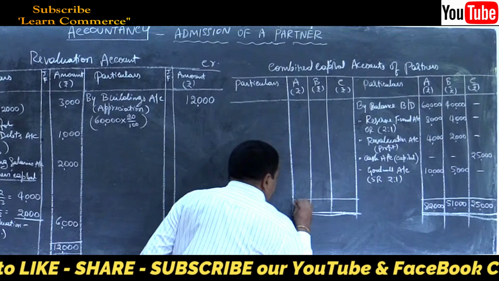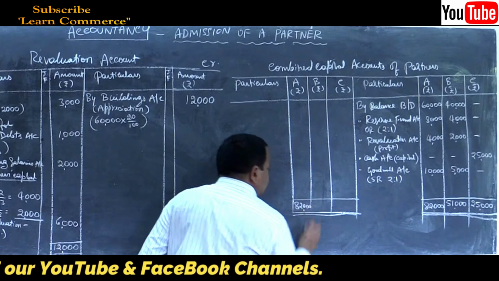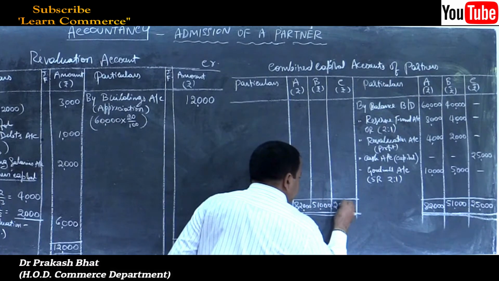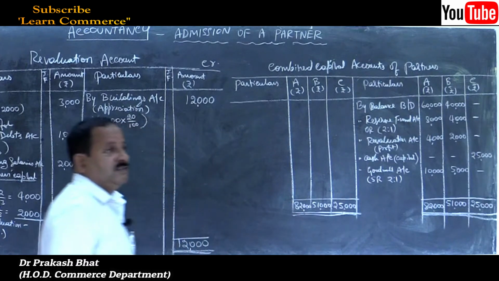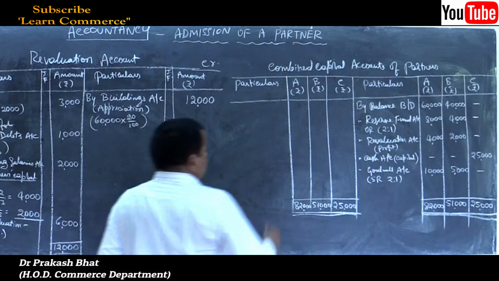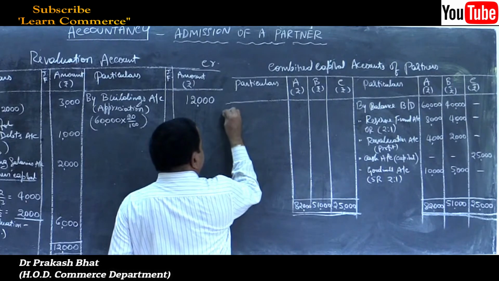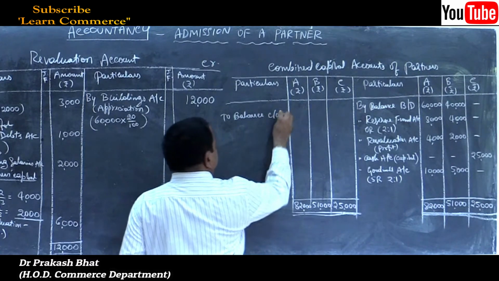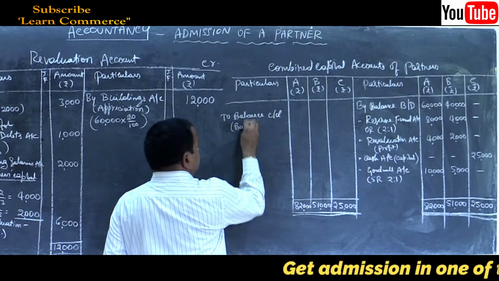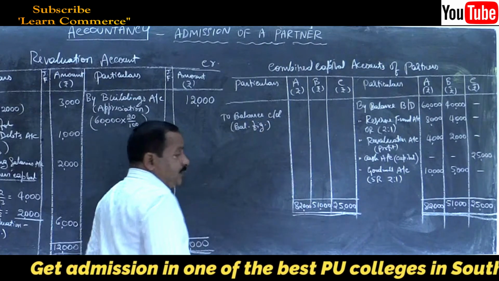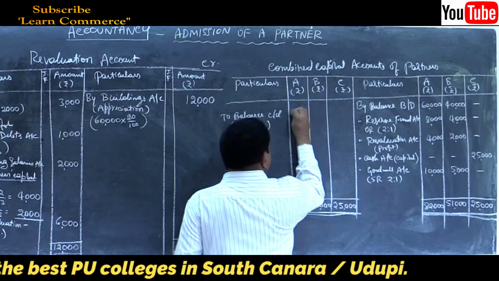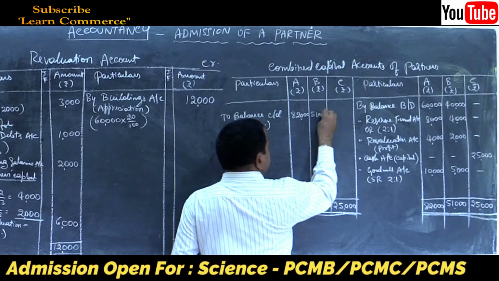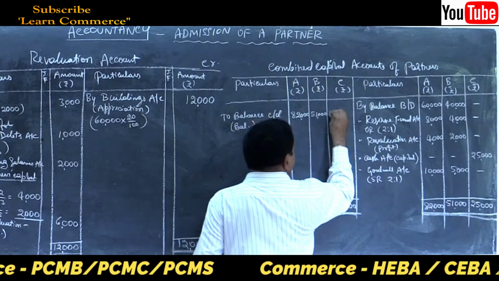So write the same total on the other side, on the debit side. 82,000, 51,000 and 25,000. Done? Now, this is the amount carried down. To balance carried down. Balancing figure. This is the difference, isn't it? So 82,000, then 51,000, 51,000 and 25,000.